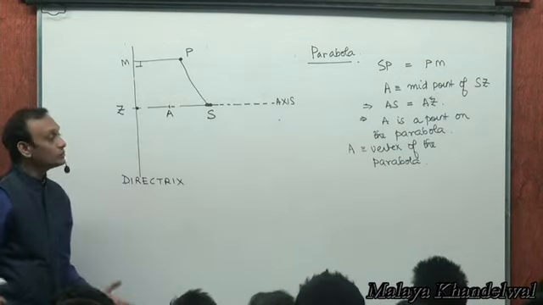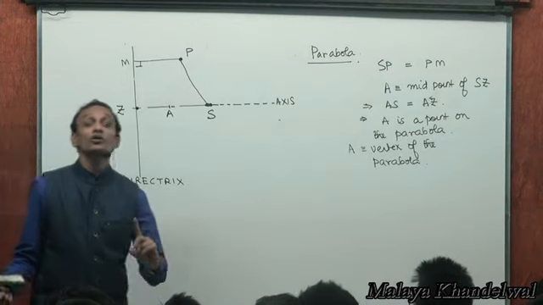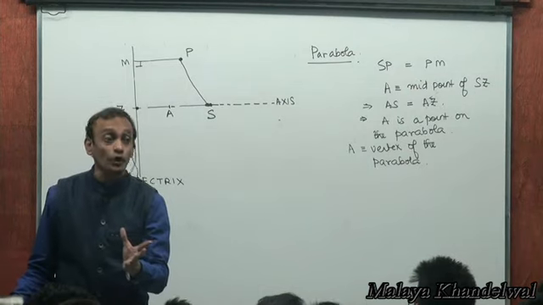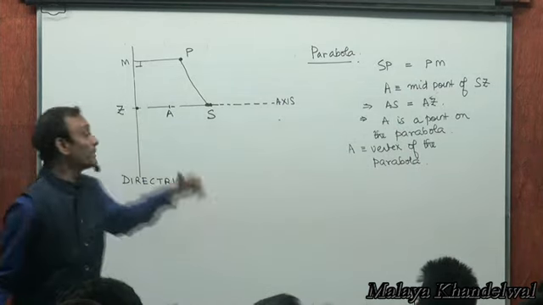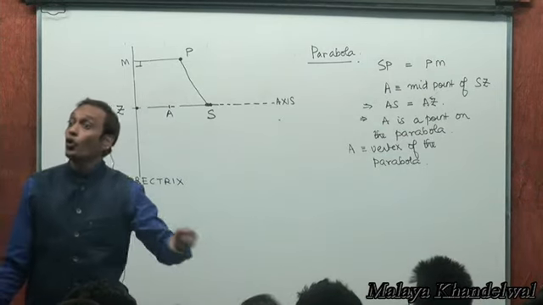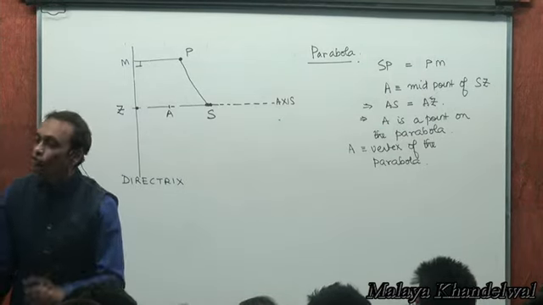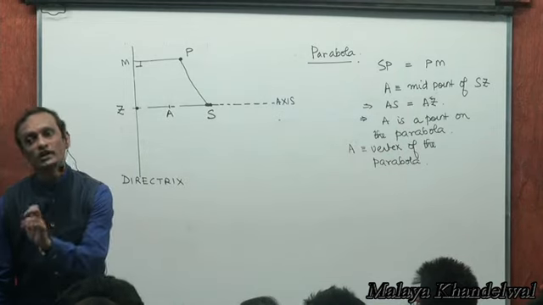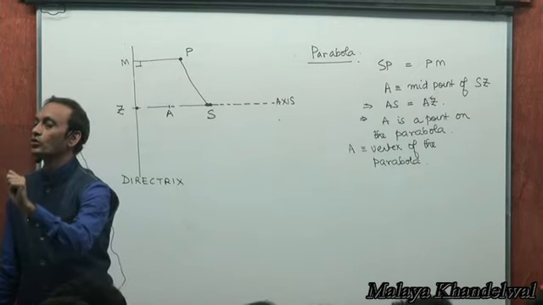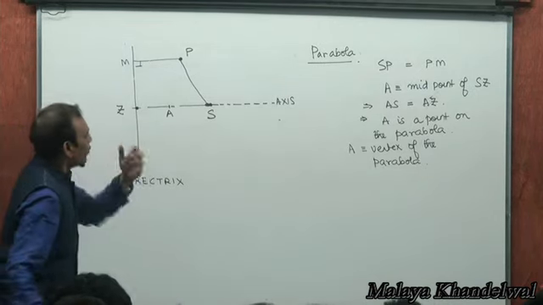Right? This point A lies on the axis and on the parabola. Not every point on the axis will be a point on the parabola, right? But this is the only point that lies on the axis of the parabola and is also a point on the parabola. This point is referred to as the vertex of the parabola. Yes or no? Right? Now, one more simple observation.